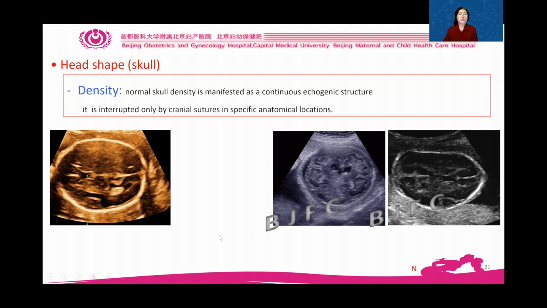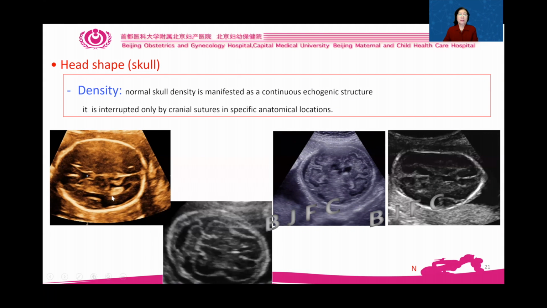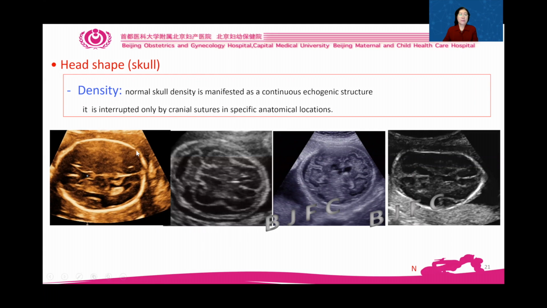The third one, for the head shape, we should observe the density. In a normal skull, the density is manifested as a continuous echogenic structure, like this picture, very clear, and it's normal. Normally, it can be interrupted only by the cranial sutures here. But how about this one and this one? Is it normal or abnormal?